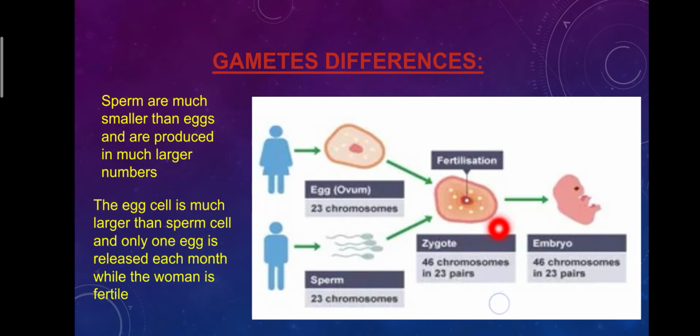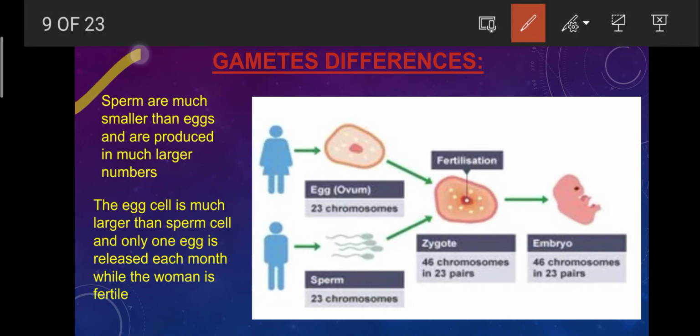As a result of the fertilization, a zygote is produced which contains 46 chromosomes, and these 46 chromosomes are present in 23 pairs. The zygote then matures into an embryo. So the embryo contains 46 chromosomes in 23 pairs. So what are the gamete differences?